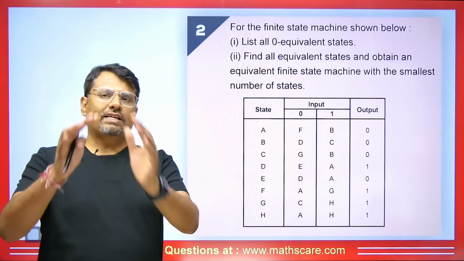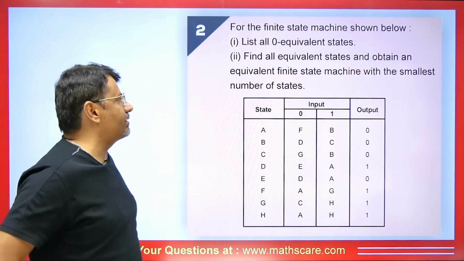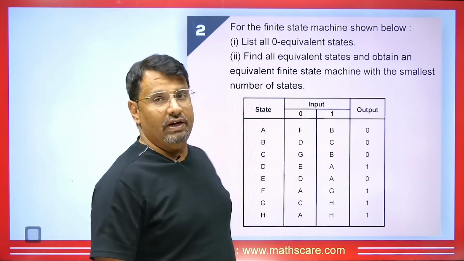Now let's see the next question. The question is saying, for the finite state machine shown below, list all 0 equivalent states.